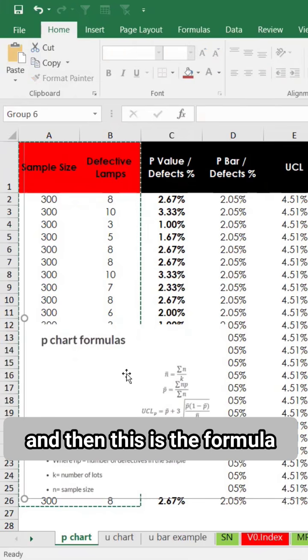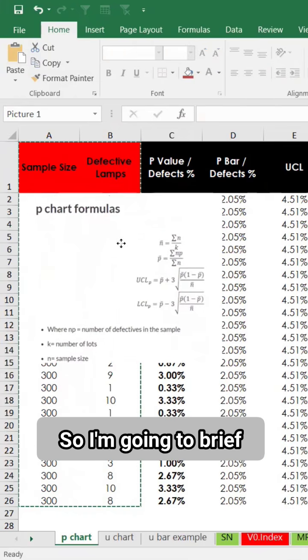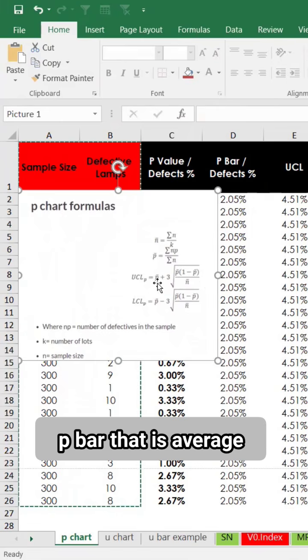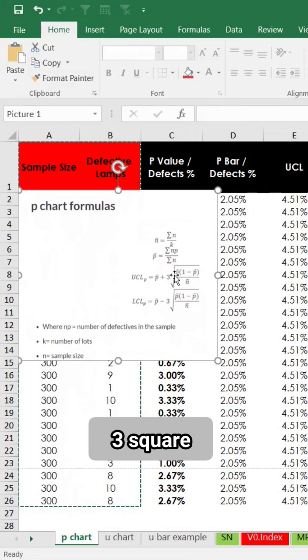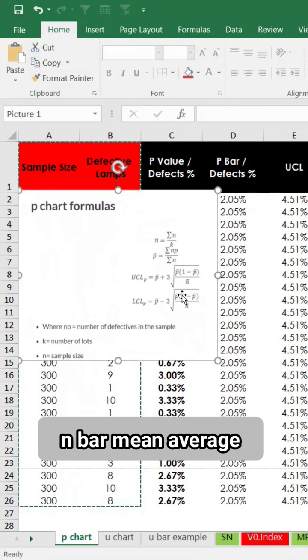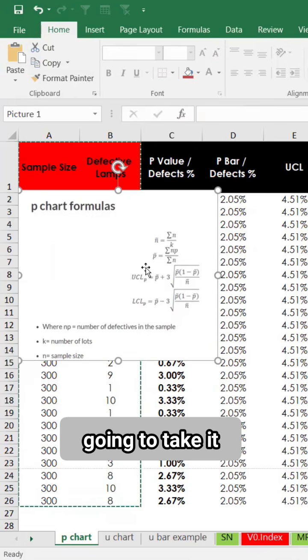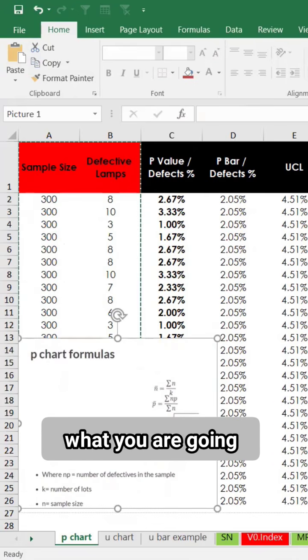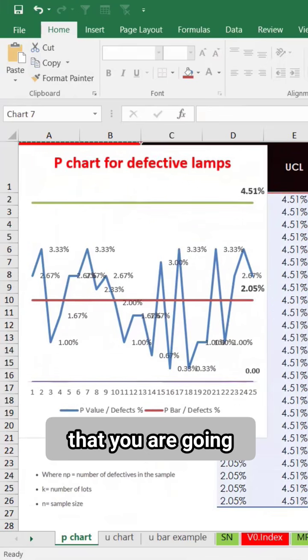And then this is the formula. I'm going to brief it in an upcoming video. So UCL is P bar, that is the average, plus 3 square root of P bar times (1 minus P bar) divided by N bar. N bar means average. What's the average of the sample that we are going to take? So I'll keep it here, and what you are going to get is a chart similar to this.